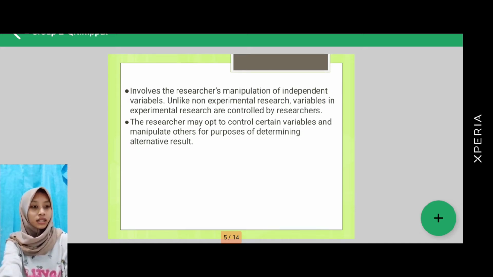It involves the researcher's manipulation of independent variables. Unlike non-experimental research, variables in experimental research are controlled by researchers. The researcher may opt to control certain variables and manipulate others for the purpose of determining alternative results.